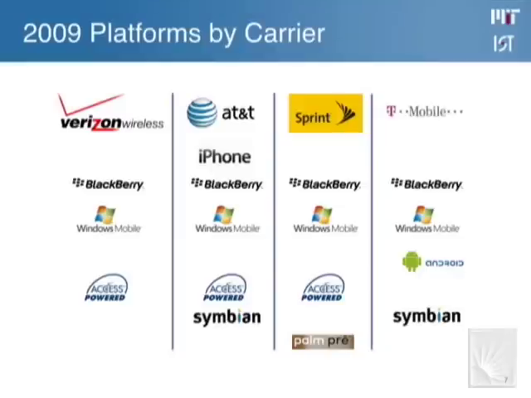But then if you superimpose what carriers offer, then you get into a little pickle. So Verizon Wireless today is the more dominant carrier at MIT. Well, as you can see, they offer 3 of those platforms, but they do not offer the iPhone. They do not offer any of those Symbian. They do not offer the Pre. They do not offer Android.